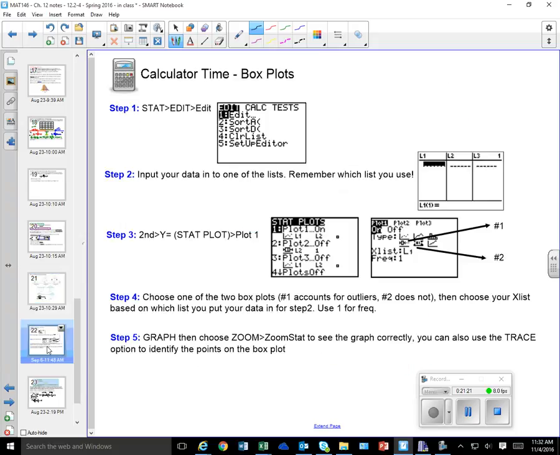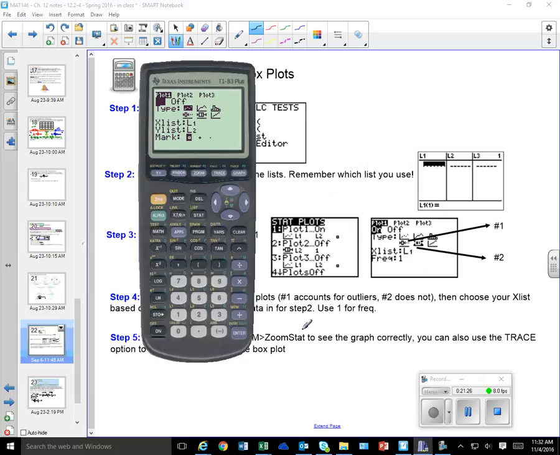And so that second one is good if you're trying to show if you have a skewed or symmetric distribution. The first one is good if you're trying to actually identify the outliers. Okay, so when I go down here, I'm going to arrow over to this first one with the dots, and I'm going to push enter.